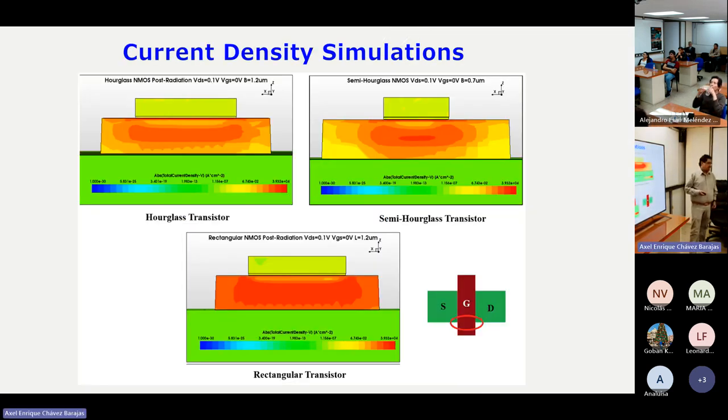To see what happened in the devices, we make simulations. Here we can see the current density simulations of the three devices. We are simulating the side view of the device, as seen here in the region. And as we can see, in these three regions we can see the parasitic channel that forms after the radiation charge. The rectangular transistor at the bottom has the milder formation of the parasitic channel compared to the Hall-less and the semi-Hall-less transistor.